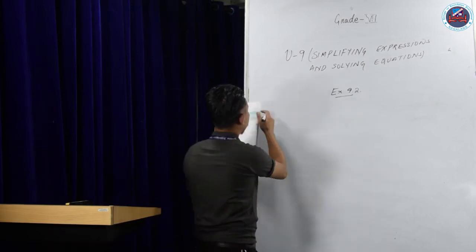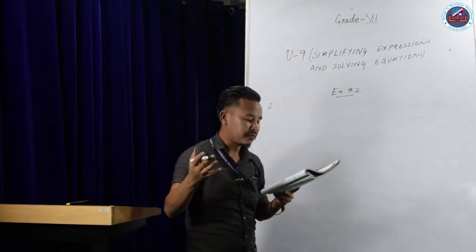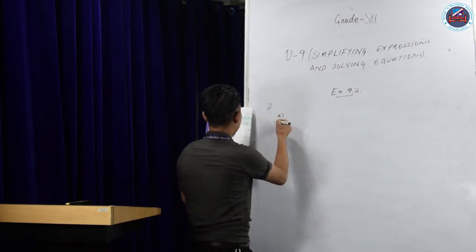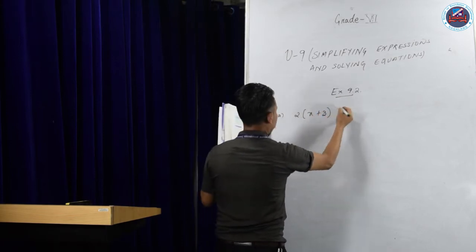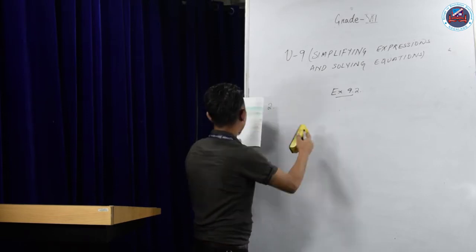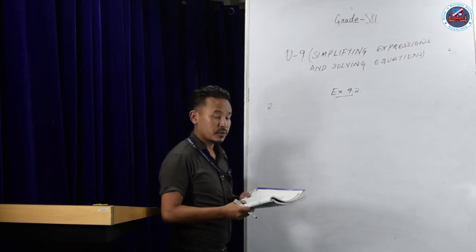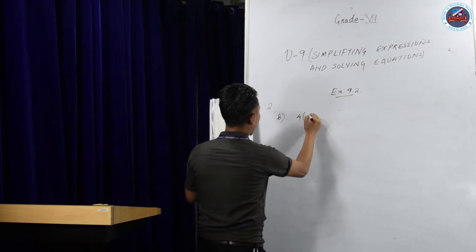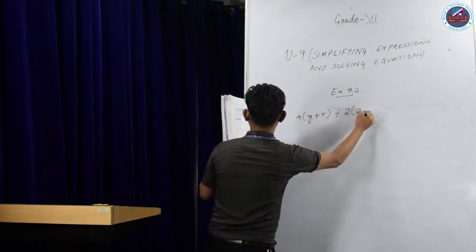Question number 2 says the same thing: expand and simplify each expression. But here the question is a little bit longer. So 2x plus 3. Let me do another one, because question number A I have already done in the PPT, so you can refer to that. Let me do B. That is 4 bracket y plus 5 plus 2 bracket 2y plus 2.